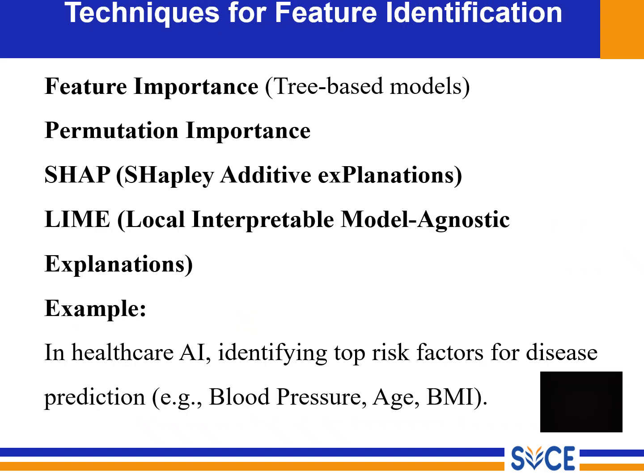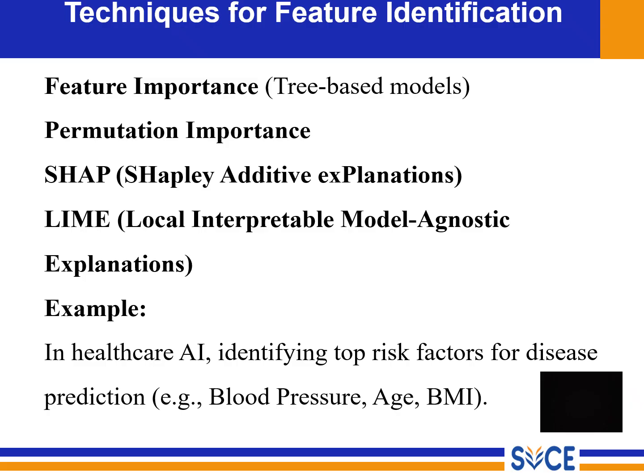Techniques for feature identification. Now how do we identify the features? There are some smart techniques, and you will often see these names. First one is feature importance, second is permutation importance, third is SHAP, fourth is LIME. Let's see them one by one. The first one, feature importance, is common in tree models like random forest. The model tells you which features had the biggest effect.